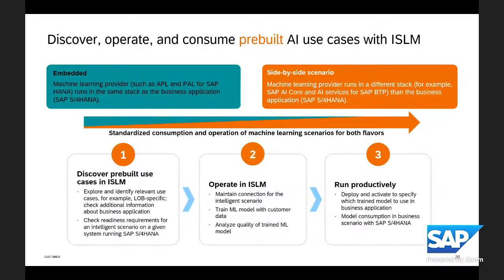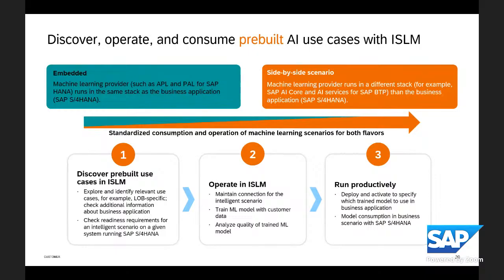So we offer an IMG activity using which you can very easily establish the connection between the two entities. Then comes the training part. If the training is required for the scenario, then you would have to start the training in the intelligent scenario management app based on the customer data. And this is also very much simplified.